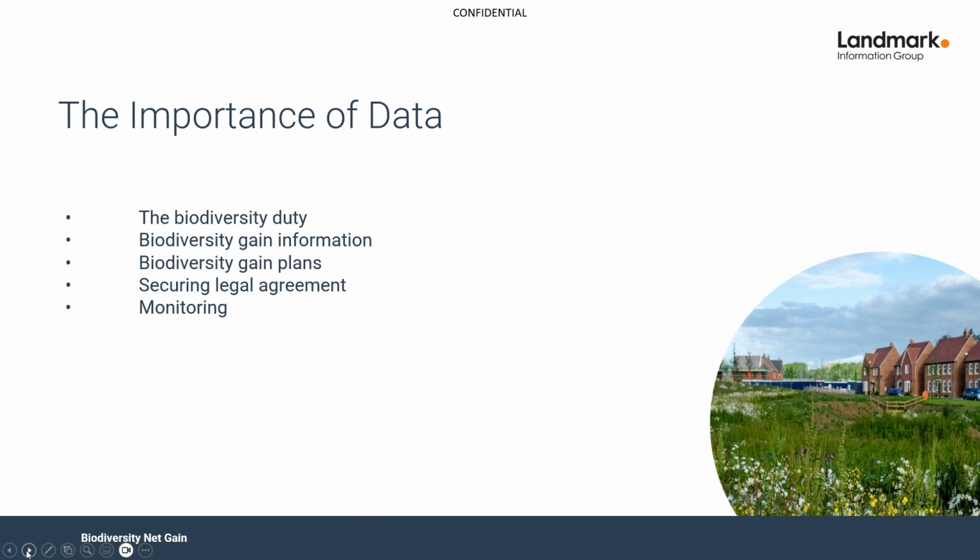So we will need data that can form a sensible basis for planning conditions or for planning obligations. And finally, of course, the monitoring, and the monitoring goes on for maybe 30 years. And we will need data for enforcement action.